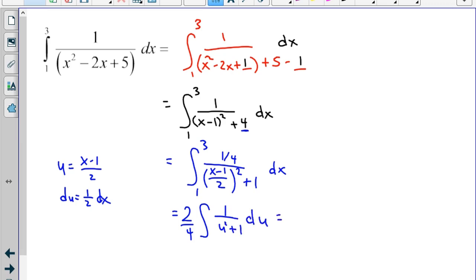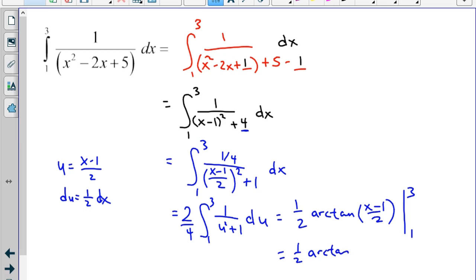So let's continue to simplify this. So I get 1/2 times arctangent of x minus 1 over 2. I'm evaluating this from 1 to 3. So if I evaluate this from 1 to 3, I get 1/2 times arctangent of 3 minus 1 is 2, divided by 2 is 1. So that's 1/2 arctangent of 1 minus 1/2 arctangent of 0.